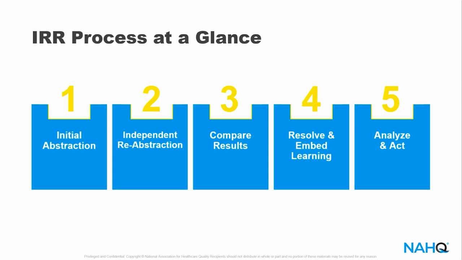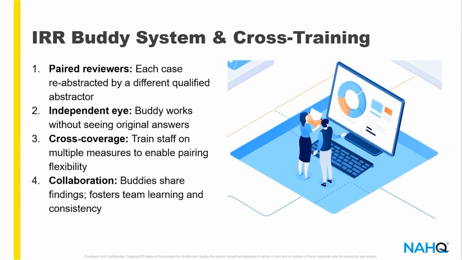Now, if major concerns or gaps surface, we want you to consider expanding the IRR sample, maybe even re-abstracting 100% of cases to ensure your accuracy. Let's look closer at the buddy system. This second set of eyes is what makes the process objective and trustworthy.